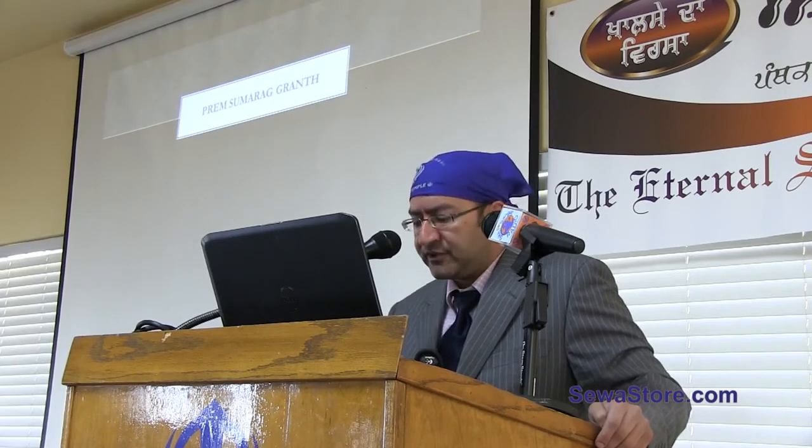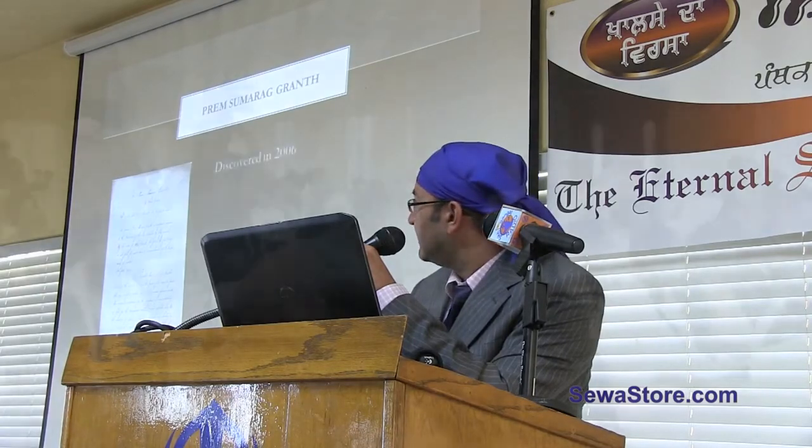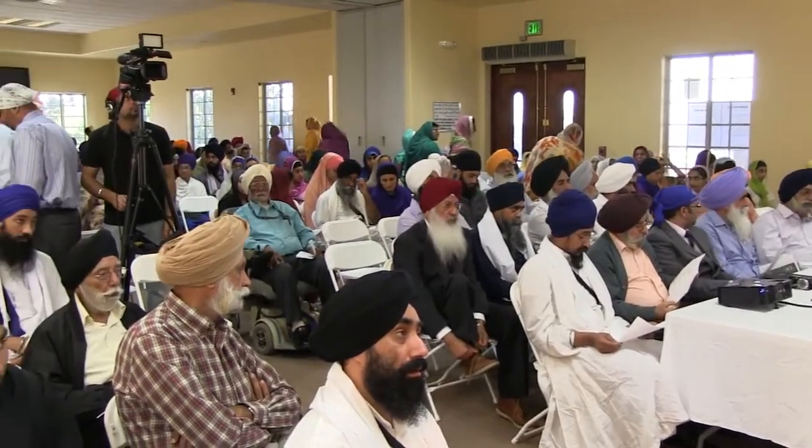I want to digress a little bit from Sri Dasam Granth Sahib to talk a little bit about the Prem Samara Granth. Dr. Leyden translated the Prem Samara Granth in its entirety, which means for a Britisher to translate what we call the Rehitnama in its entirety is something incredible. This is an actual folio in his hand. I discovered this manuscript in 2006 in the British Library itself.